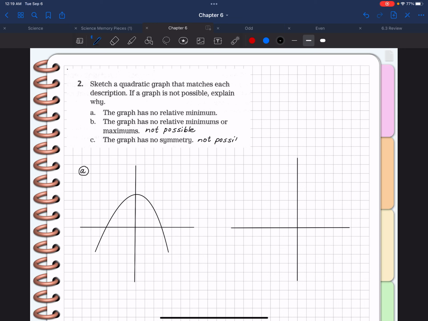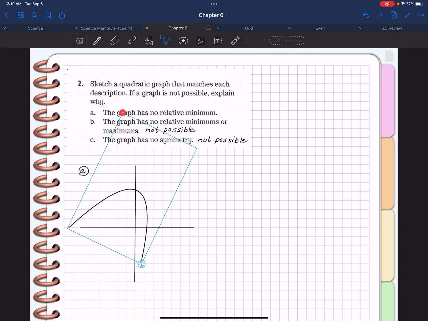Not for a quadratic, because the nature of that parabola shape has symmetry. It doesn't matter how you rotate it. For example, if you rotated it this way, it's still going to have symmetry. You could draw the line of symmetry this way. But the nature of the shape of the parabola means that it has to have symmetry. Otherwise, it would not be a parabola.